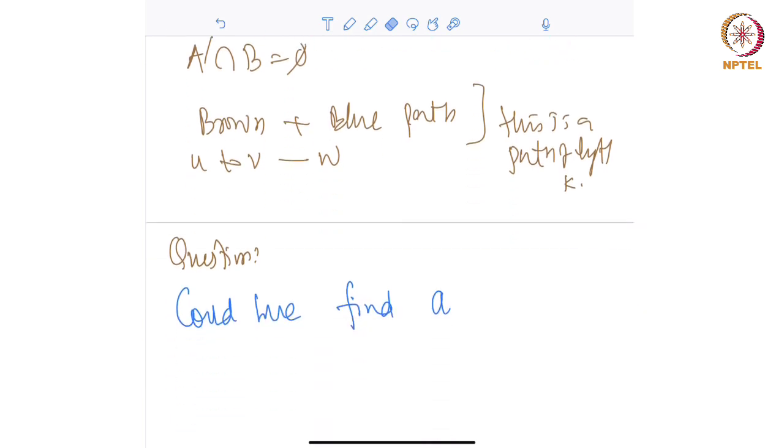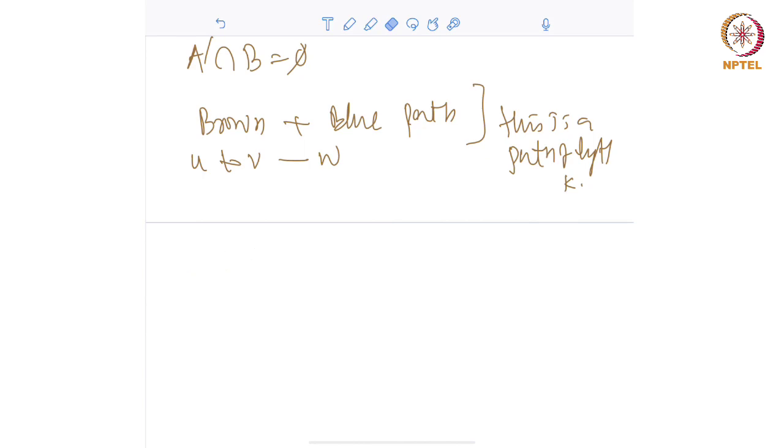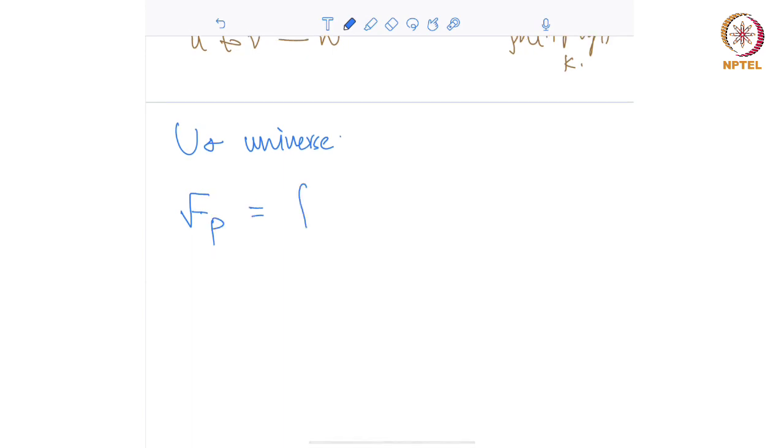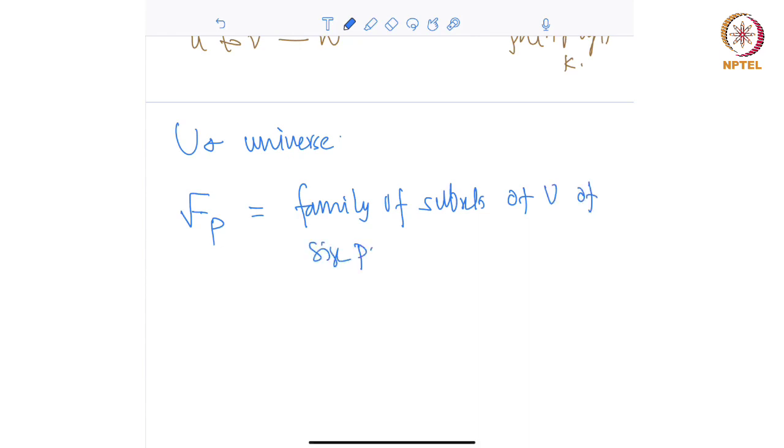Now just to phrase this question nicely, let's put it in an abstract setting. What is my abstract setting? I have a universe U, and I have a family FP of subsets of U of size P. This is what I have.